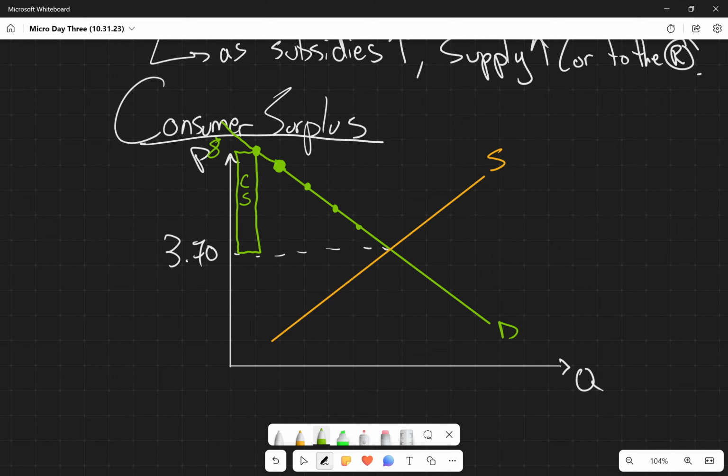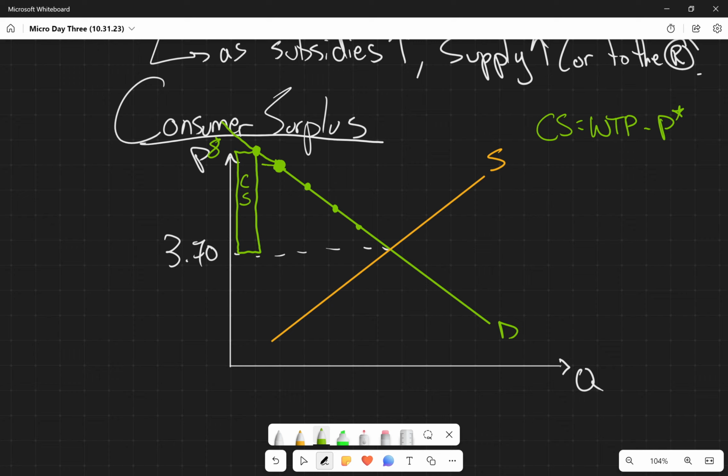So it's what the consumer is willing to pay minus what they actually have to pay. So, you know, the latest Spider-Man game came out, right? It's supposed to be amazing. I haven't played it yet, but I'm sure if it was $120, I'd buy it, right? But it's only $60. So the consumer surplus that I get from this game is 120 minus 60 bucks.